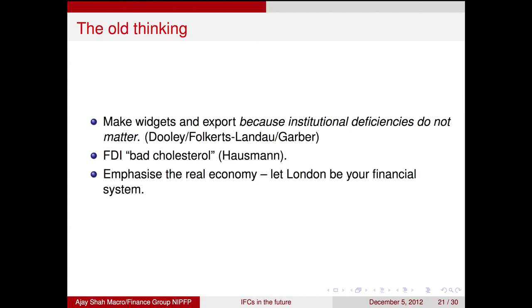I just need to be sure they have some modicum of political stability, that there will not be a revolution, that my factory will not be expropriated, that my intellectual property will not be stolen. So you need less institutional capability to receive FDI. So the strategy for development that was traditionally emphasized for a place like China or India was that it is too difficult to do complex finance. You should just focus on widgets, focus on the real economy, and let London be your financial system.